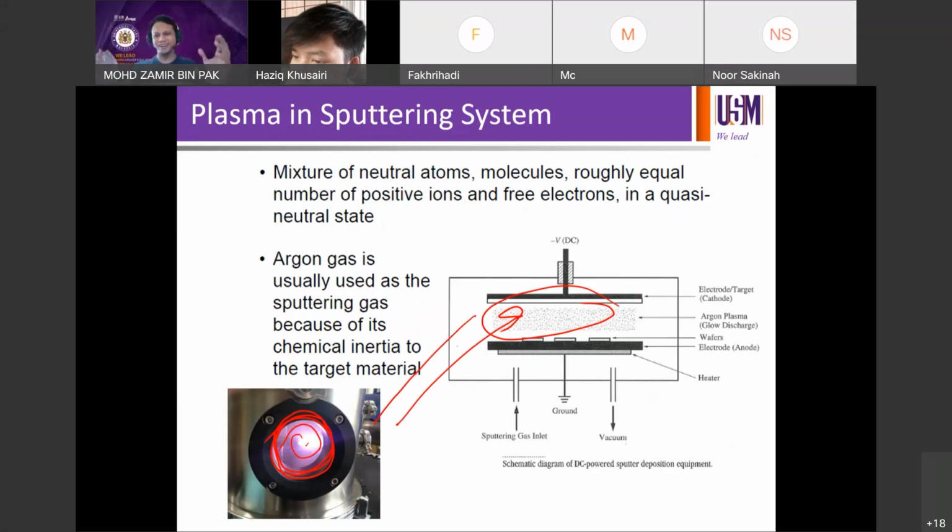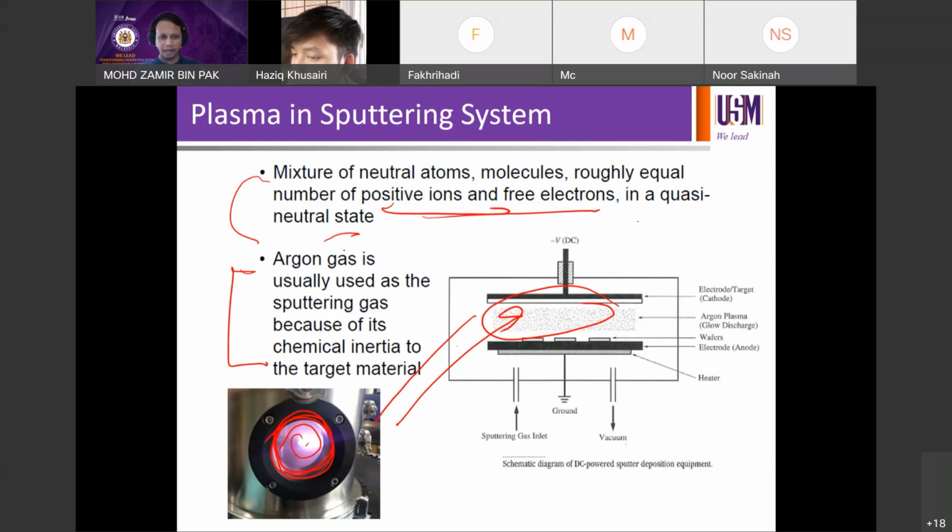It's not like aurora. This one is like very intense, bright plasma right in front of your eyes, like 5-10 cm. So it's not good. A mixture of neutral atoms, molecules, roughly equal numbers of positive ions and negative free electrons in a quasi-neutral state. This is plasma. So argon is usually used as sputtering gas because of its chemical inertia to the target material.